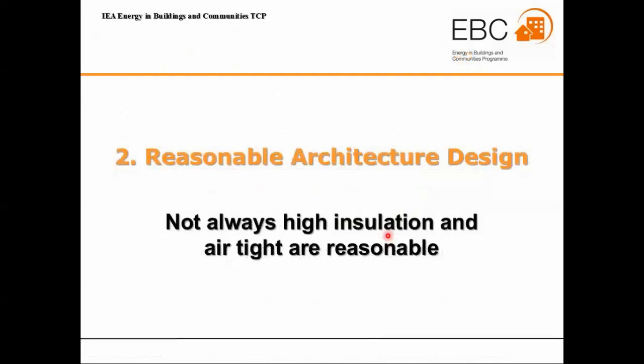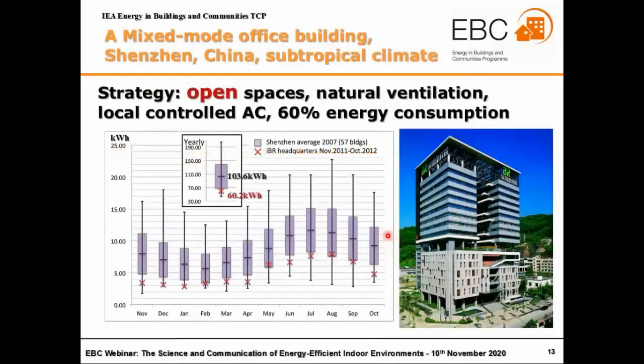The second is reasonable architecture design. High insulation and airtightness are not always reasonable, because high insulation and airtightness are reasonable only for cold climates, but not for other climates. Here I will introduce one case study. It is a mixed mode office building in Shenzhen, China, in a subtropical climate. The most important strategy of this building is openness: open space, natural ventilation, local control air conditioning. Its energy consumption is just 80% of other local buildings.